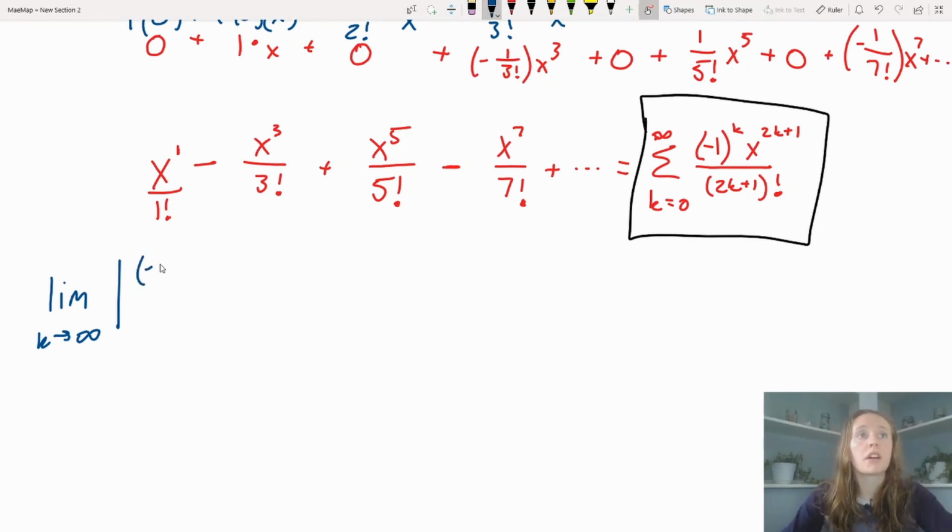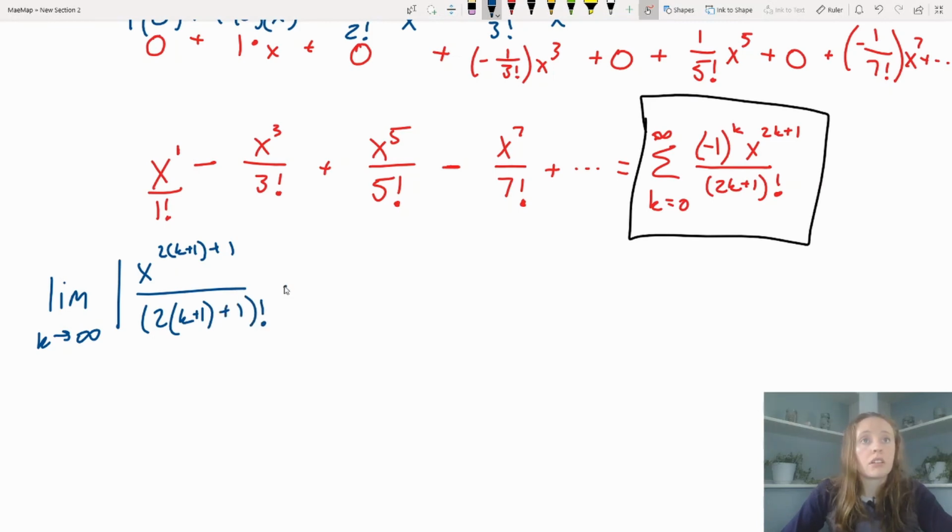So a sub k plus 1 is going to be negative 1 to the k plus 1, which this negative doesn't really matter because I know ultimately in the end, these absolute value signs are going to make what's inside of that positive. So I'll drop that off. So I'll have x to the 2 times k plus 1 all over 2 times k plus 1 factorial. And I'm going to be multiplying that by the reciprocal of a sub k. So 2k plus 1 factorial all over x to the 2k plus 1.